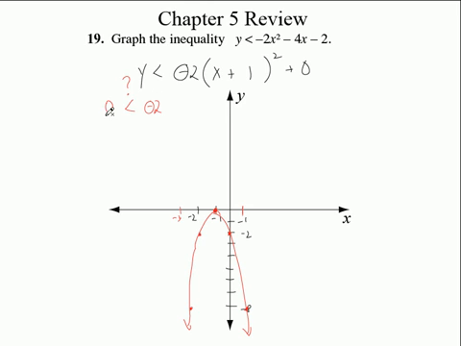This is a negative 2. So 0 is not less than negative 2. So we're not going to shade on the outside. Therefore, we shade in here like this. And that's where our shading goes.